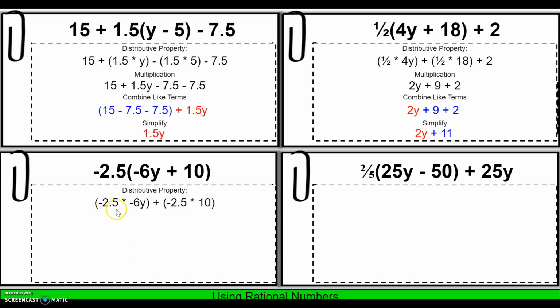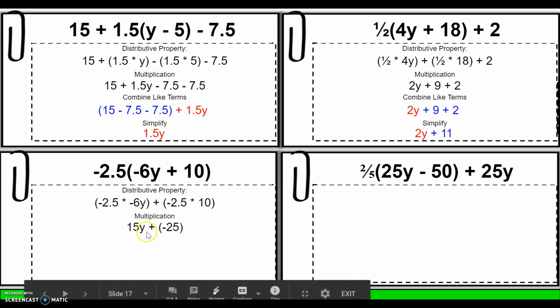So I have my negative 2.5 times negative 6y, negative 2.5 times 10. I'm going to go ahead and do that multiplication. So negative 2.5 times negative 6y equals 15y, because a negative times a negative equals a positive. Negative 2.5 times 10 equals negative 25, because a negative times a positive stays a negative.